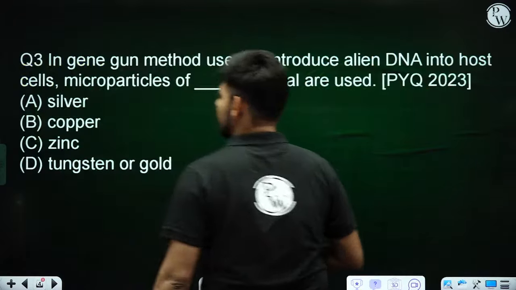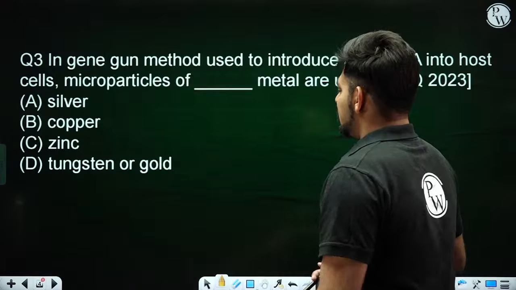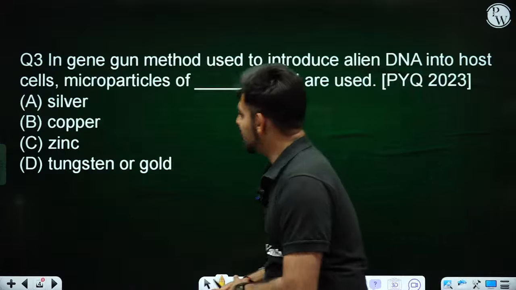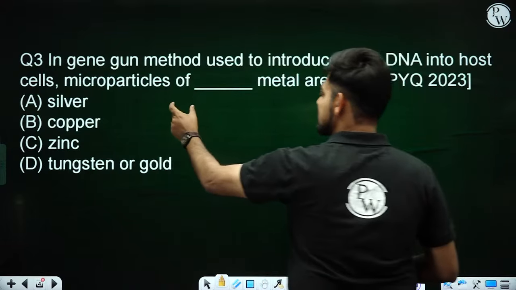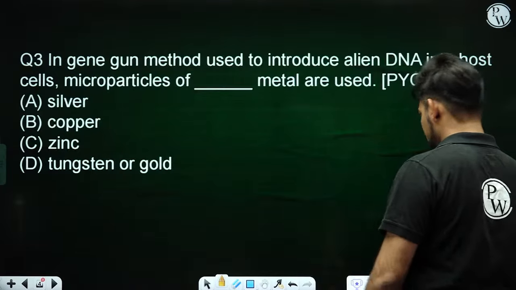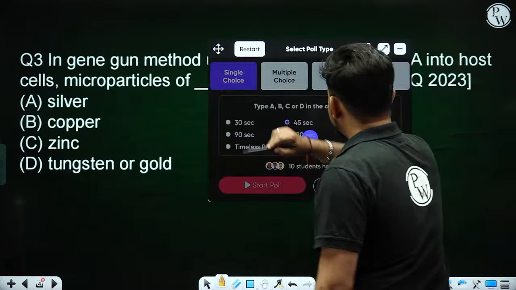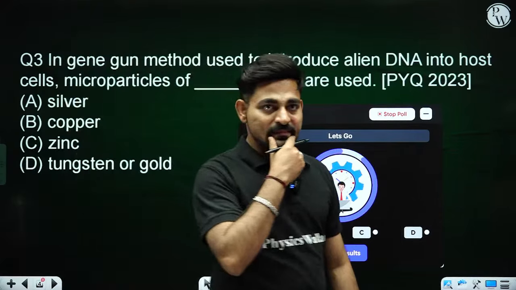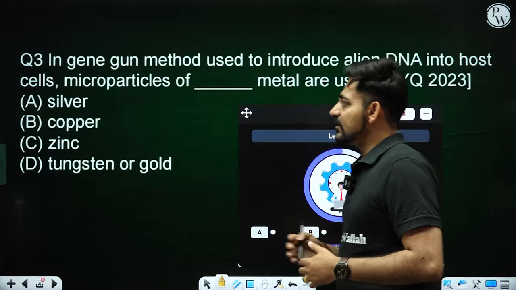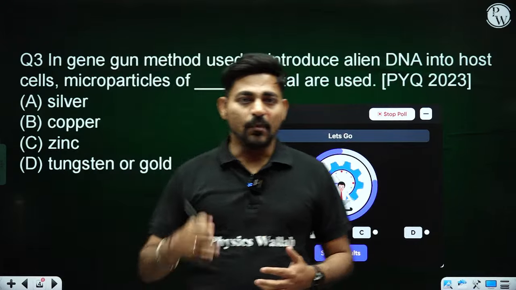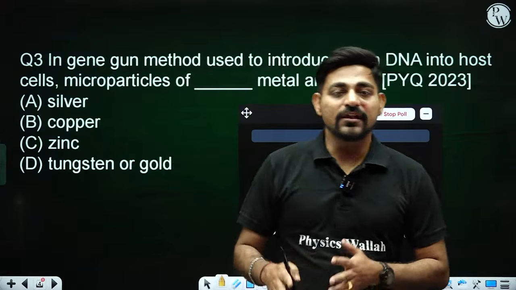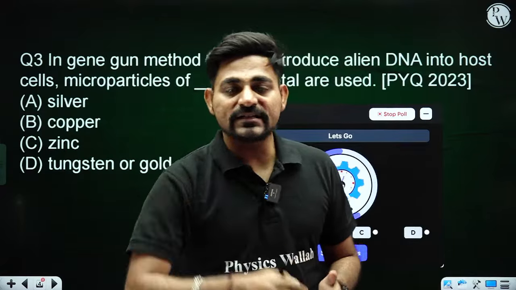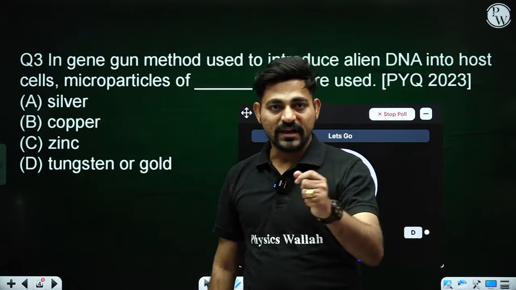Coming to the next question, question number 3. In the gene gun method used to introduce alien DNA into a host cell, microparticles of dash metals are used. Another easy one. Here I am sharing the poll, so you can write down your answer in the comment section. We are talking about the gene gun method. We are bombarding DNA and RNA along with metallic particles directly inside the cytoplasm of plant cells.